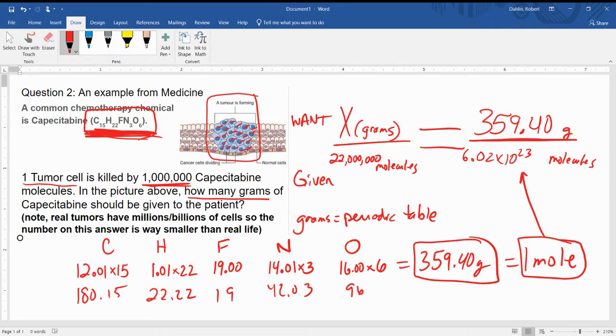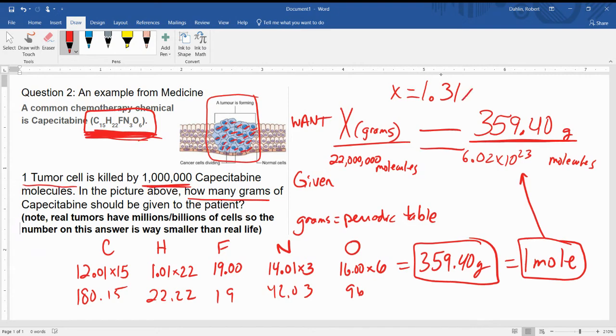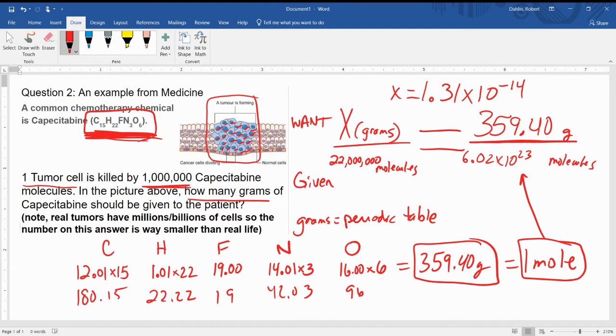Now I have my equation. Now I need to solve it. So, okay, I'm going to multiply everything out. Make sure you don't mess up on the zeros here. And this is what I got for my answer: 1.31 times 10 to the negative 14.